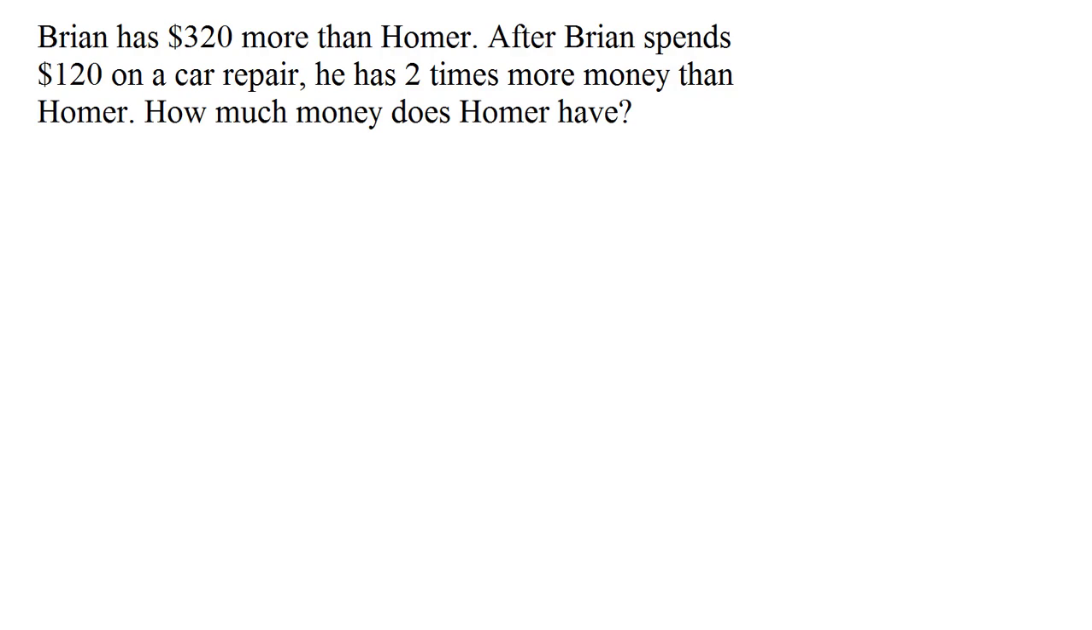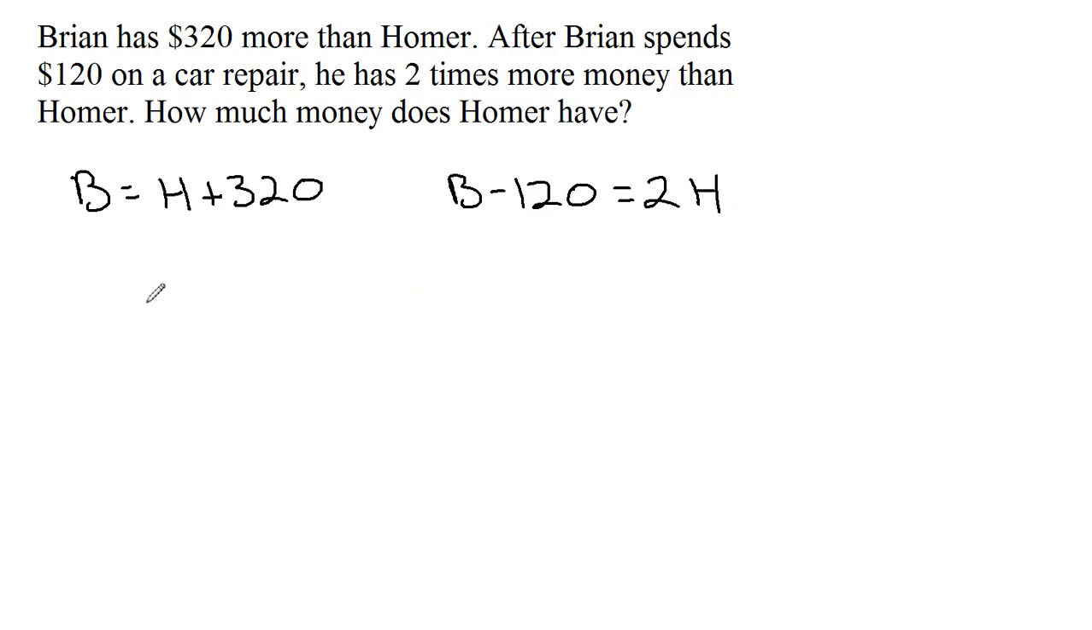Brian has $320 more than Homer. After Brian spends $120 on a car repair, he has 2 times more money than Homer. How much money does Homer have? Brian has the amount that Homer has plus $320. Also, after Brian spends $120, he has 2 times the amount that Homer has.